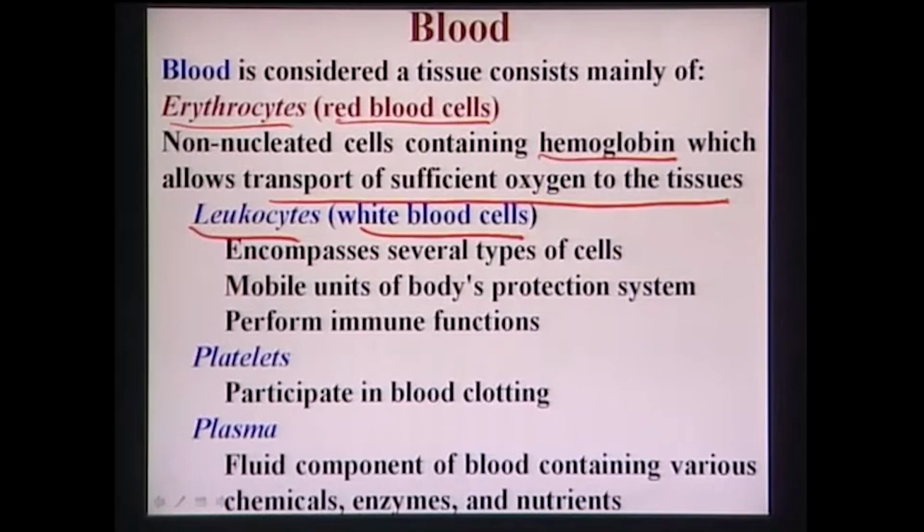Now, leukocytes, the white blood cells, encompass several types of cells, and these are the mobile units of the body's protection system. That is why, when you undergo blood testing, doctors always tell you to count the RBC and count the WBC. WBCs are important for your immune system, which means protection against external damage. So, if the WBCs are very low in your blood, then your immunity is very poor. That is why WBC content is also important.